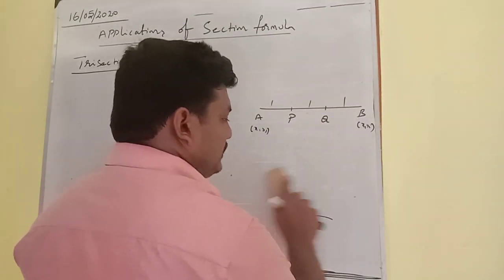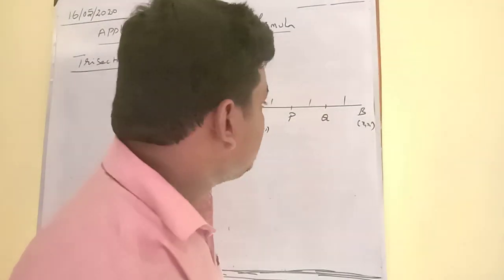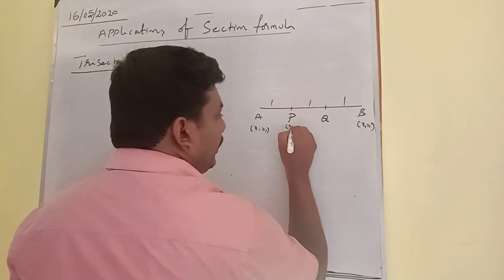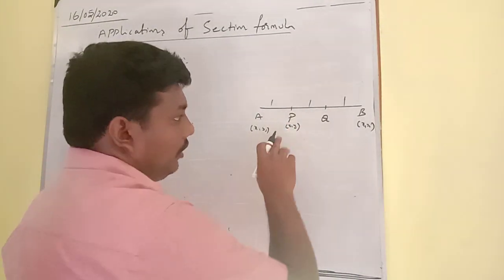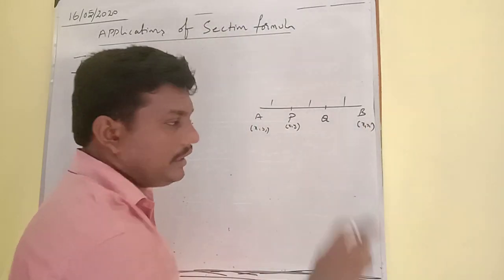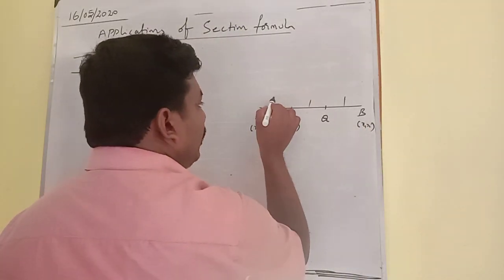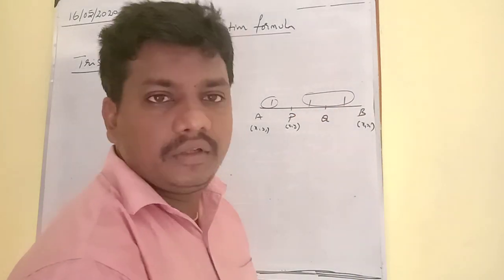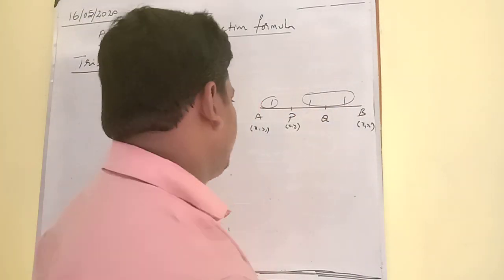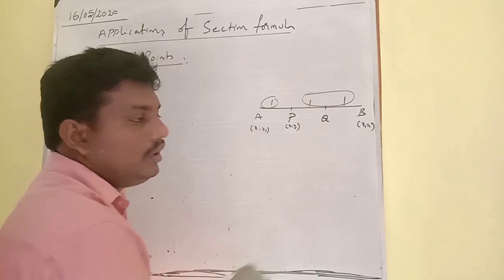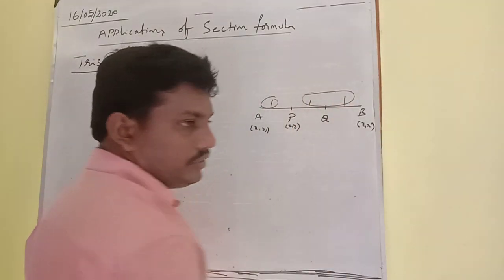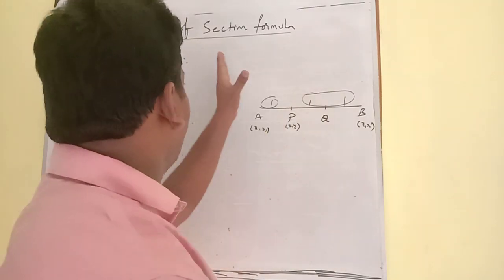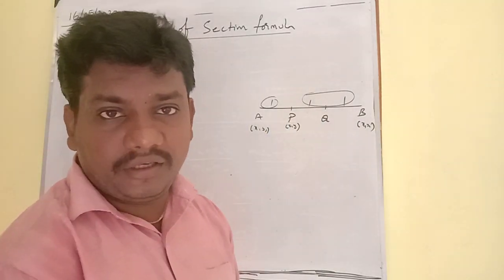If you consider P as an unknown point, P (x, y), in what ratio does P divide AB? So P divides AB in 1:2 ratio, and Q divides in 2:1 ratio.